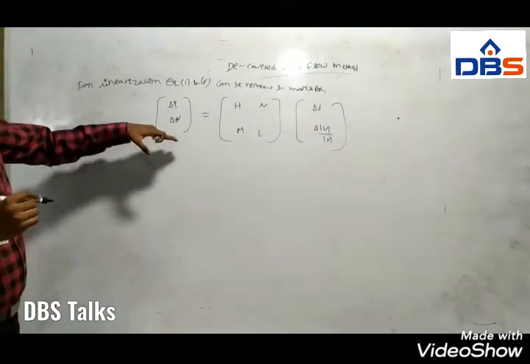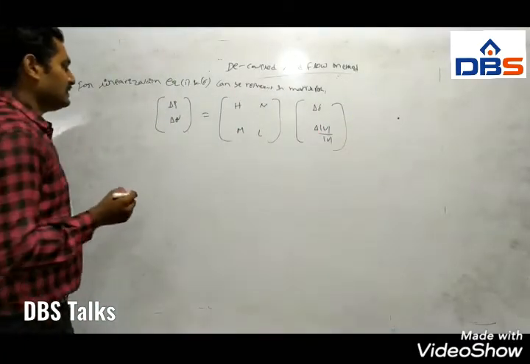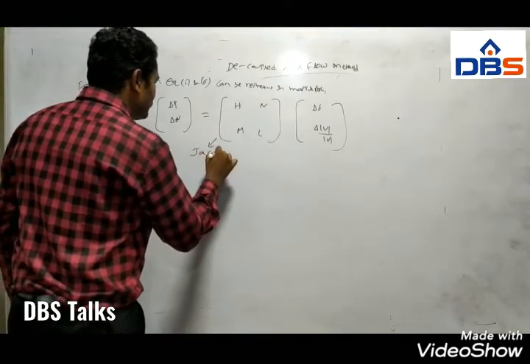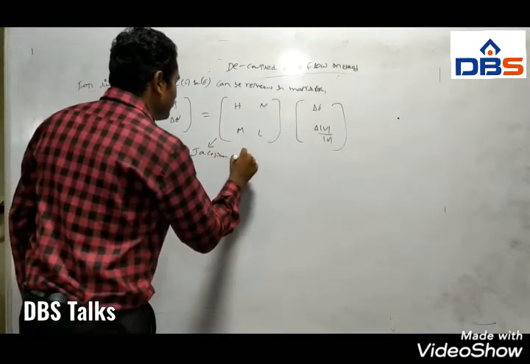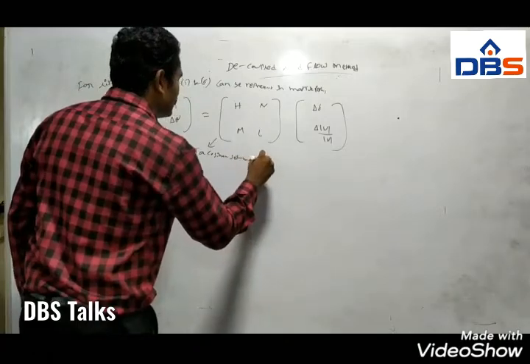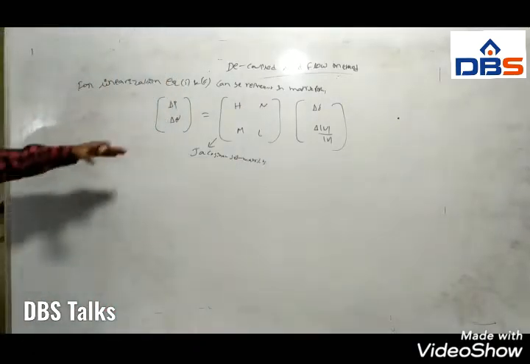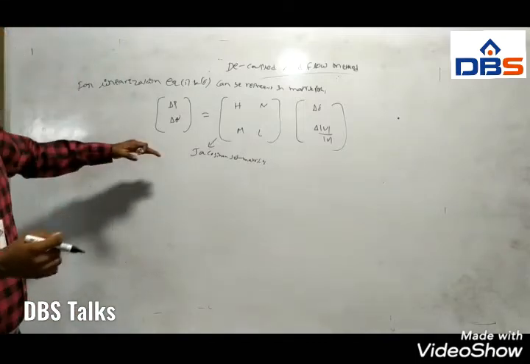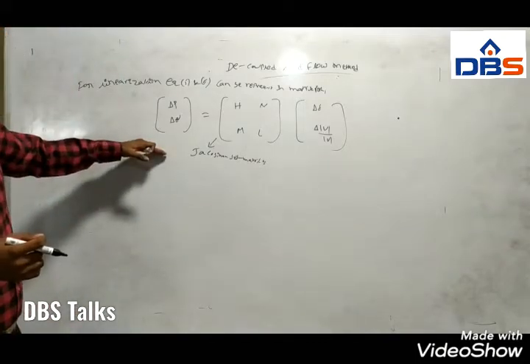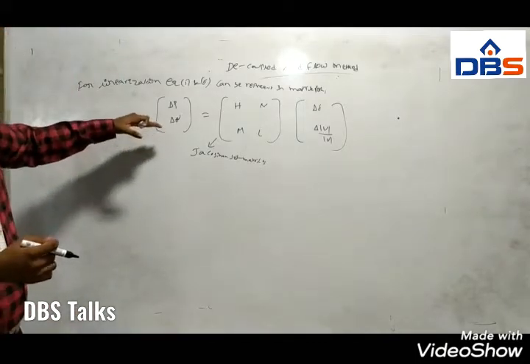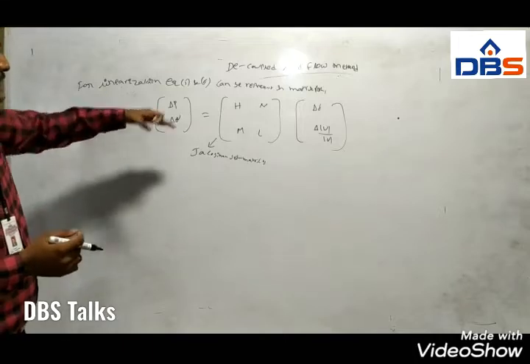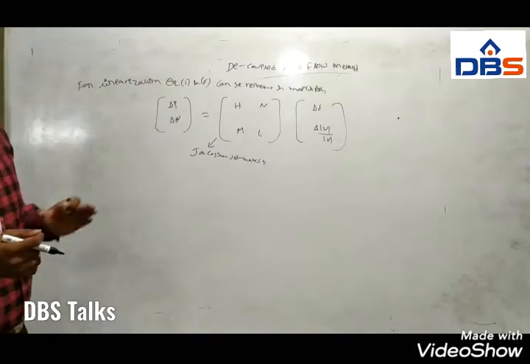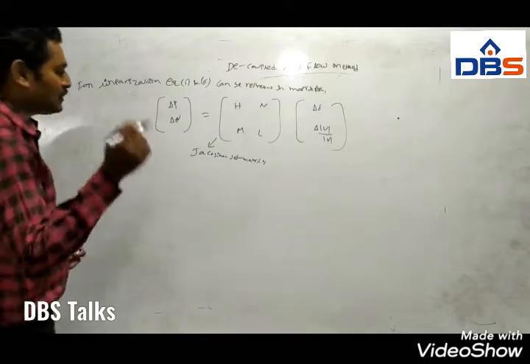So here we are having this equation. Here in this one, H, N, M and L mean Jacobian submatrices. After forming the matrix form, we have to obtain the decoupled load flow method. To obtain the decoupled load flow method for this matrix form, we are taking two assumptions.